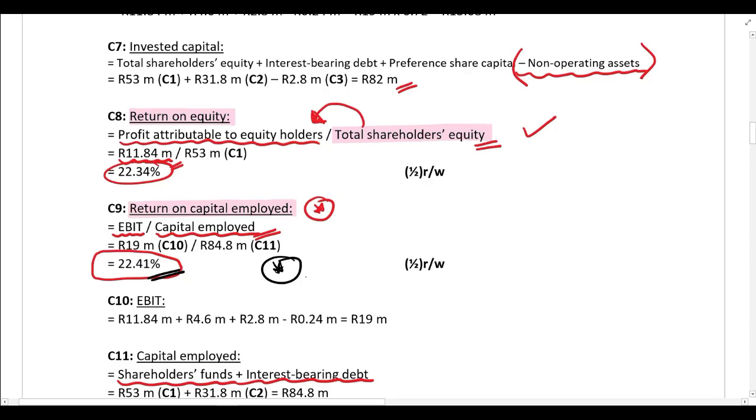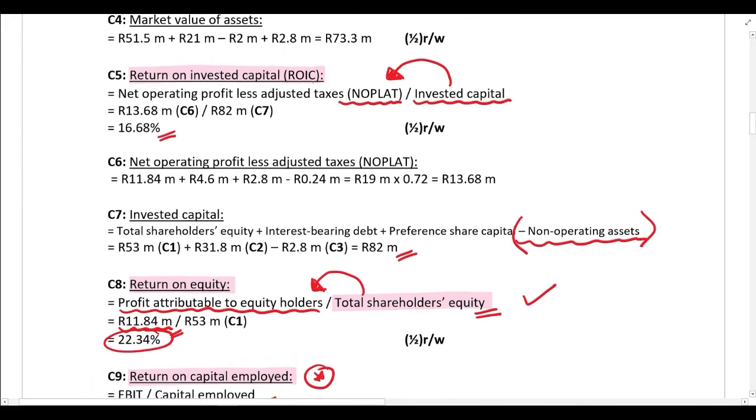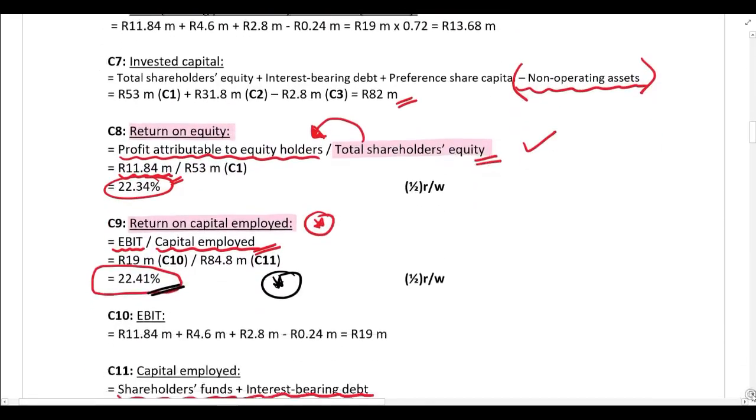But the reason why we can't benchmark this to the WACC, and instead we benchmark return on invested capital to the WACC, is because, remember guys, WACC is after tax. So because WACC is after tax, we need to use profit after tax in the calculation. So that's why return on invested capital is benchmarked to the company's WACC, because WACC and return on invested capital are both after tax.